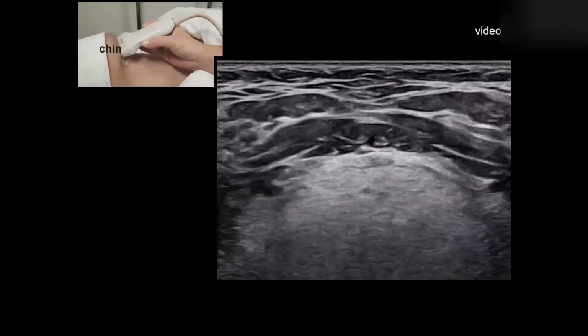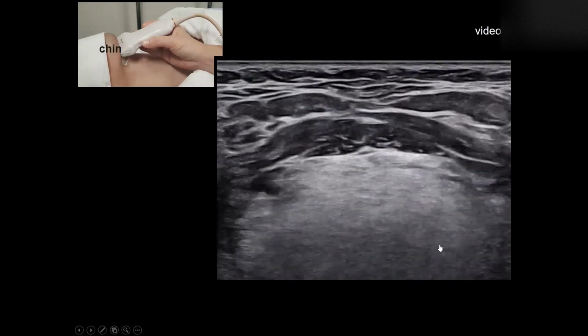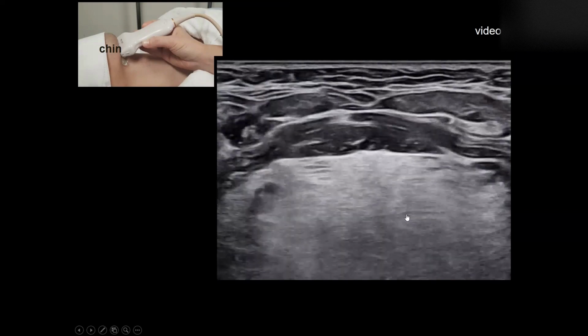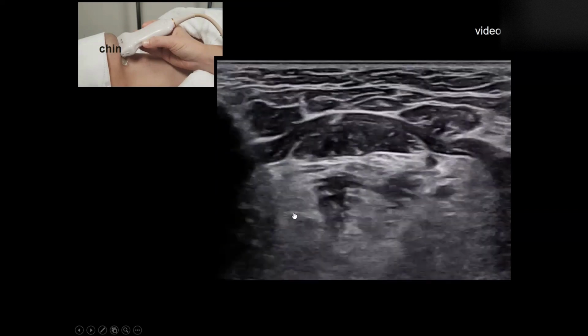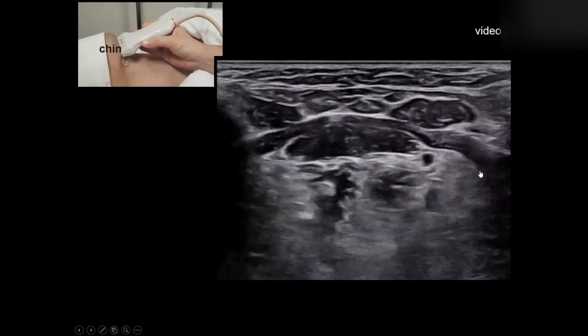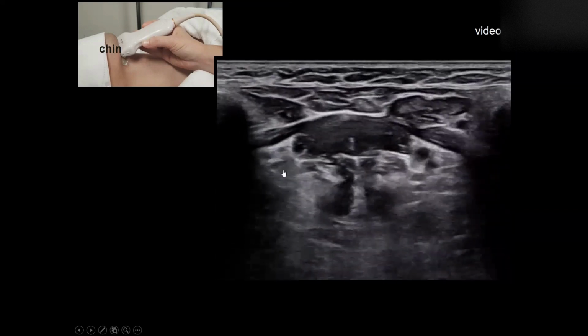I'm going to show you a video. This is a US image of tongue base. If you proceed with the ultrasound probe in the direction of the patient's head, you can find the sublingual gland. This is the digastric muscle and the mylohyoid muscle. It is important to initiate thyroid ultrasound at the location of the sublingual gland.